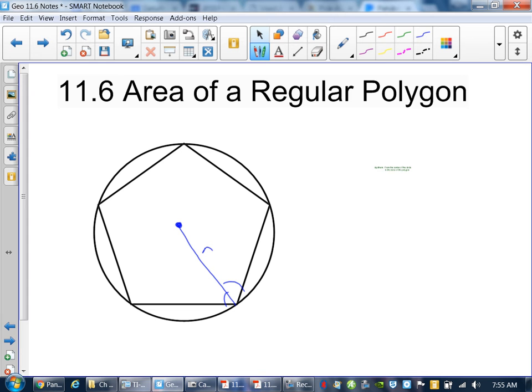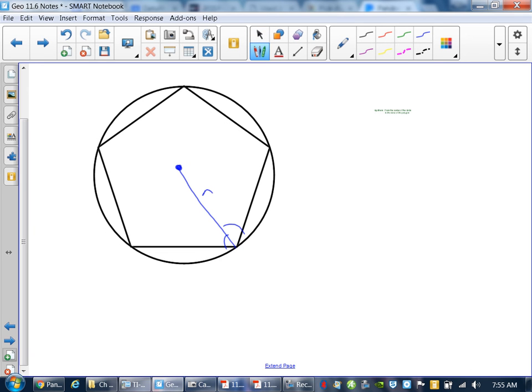The new term is what we call an apothem, or apothem, depending upon how you want to pronounce it. An apothem is a segment from the center to a side that is perpendicular and it bisects the side. So it's basically the perpendicular bisector of a side.